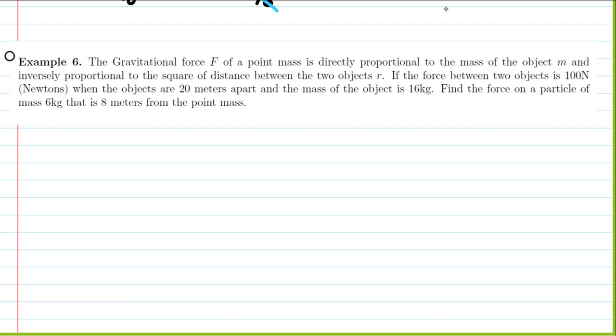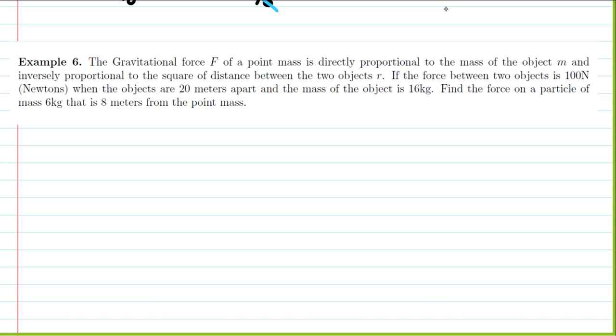So example 6. The gravitational force F of a point mass is directly proportional to the mass of the object m and inversely proportional to the square of the distance between the two objects, r. If the force between two objects is 100 newtons when the objects are 20 meters apart and the mass of the object is 16 kilograms, find the force on a particle of mass 6 kilograms that is 8 meters from the point mass.